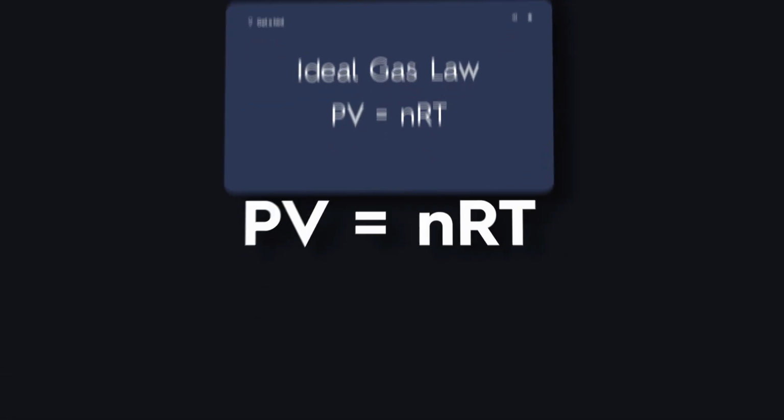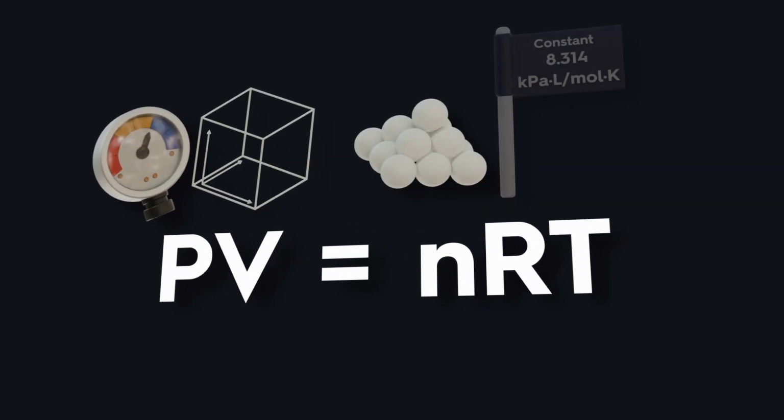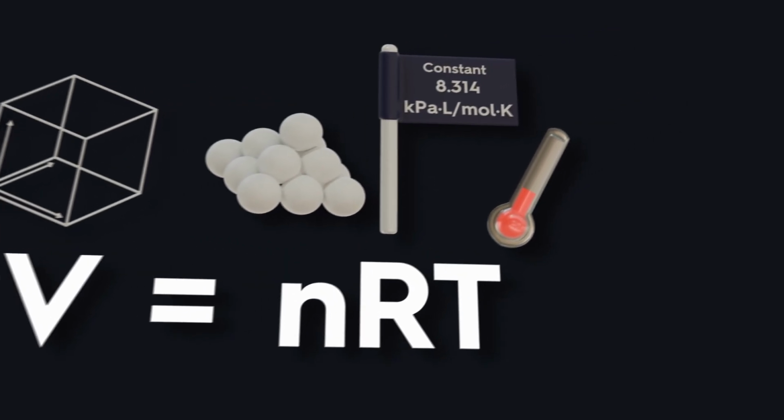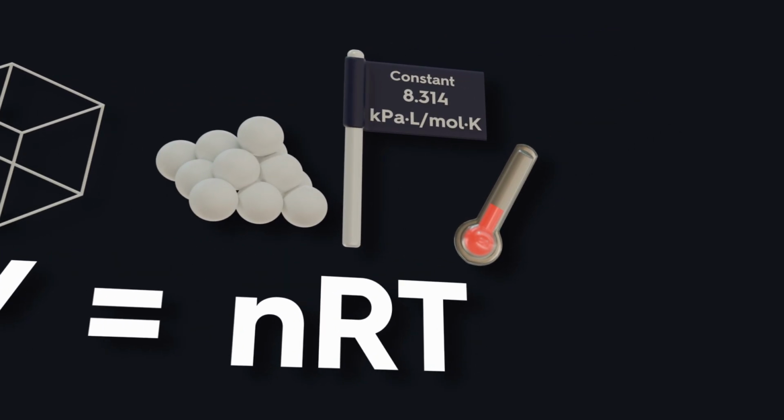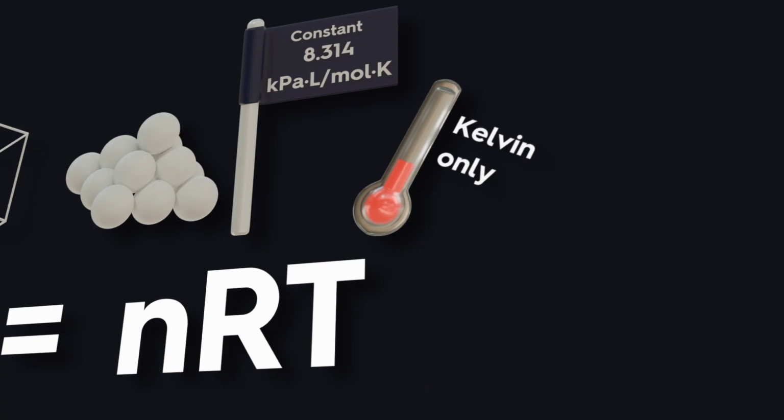To connect it all, we use the ideal gas law. Pressure times volume equals moles times the gas constant times temperature in Kelvin. The gas constant is about 8.314 kilopascal liter per mole Kelvin. Always use Kelvin, not degrees Celsius.